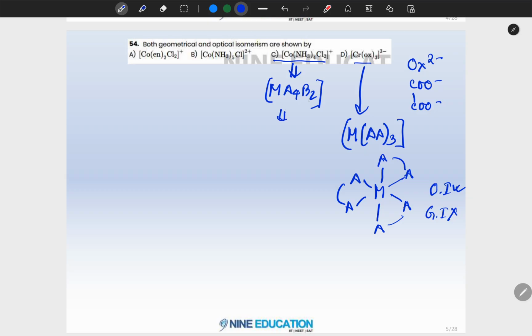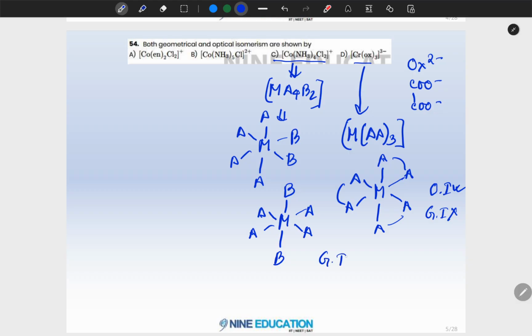Now, MA4B2, how many possible orientations are there? So this is one possible orientation, one possible isomer. The two B are cis to each other, and another possible isomer is this. In this case, B and B are trans to each other. So here cis-trans isomerism is possible, so it can exhibit geometrical isomerism, but due to the presence of a horizontal plane of symmetry, optical isomerism will not be exhibited.